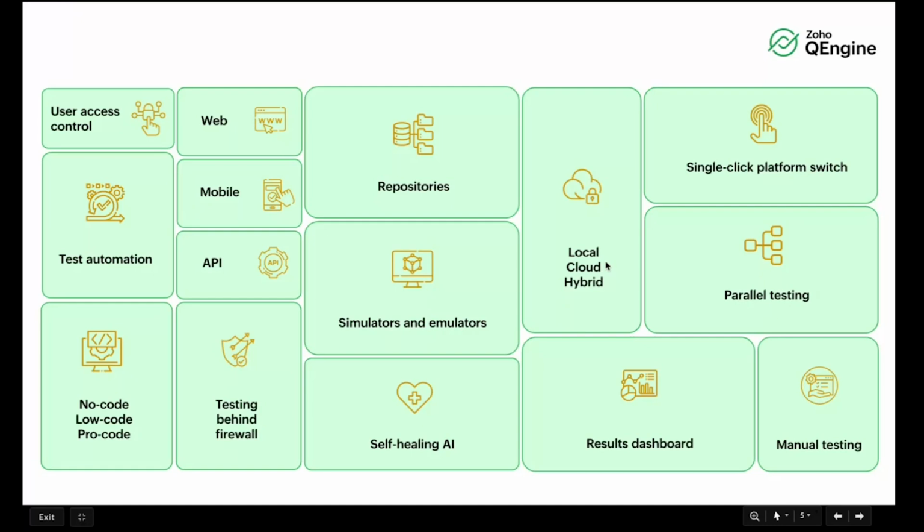Zoho QEngine is a test automation tool which helps you create test cases for web, mobile, and API platforms. For all these three platforms, there are three different ways you can create the test cases. You have the no-code recorder wherein you can create test cases just by performing the actions inside your application. Then there is the low-code builder, and finally there is the pro-code editor. The low-code builder is simply dragging and dropping the actions from the left-hand side into the editor and also rearranging the lines within the code. These are available inside code blocks. And finally, the Pro Code Editor helps you create test cases from scratch.